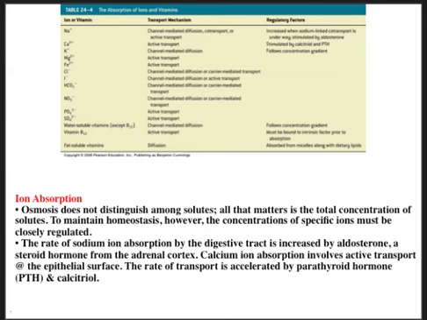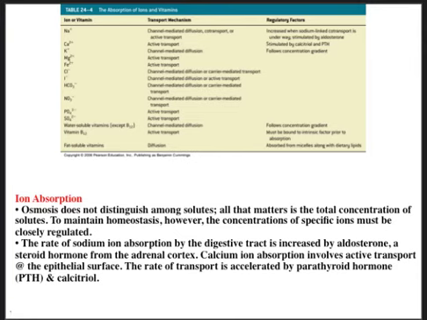The rate of sodium ion absorption by the digestive tract is increased by the hormone aldosterone, our salt-retaining hormone, which is made by what organ? I'll give you 10 seconds. And I hope you came up with the adrenal cortex, specifically the outer layer of the adrenal cortex.